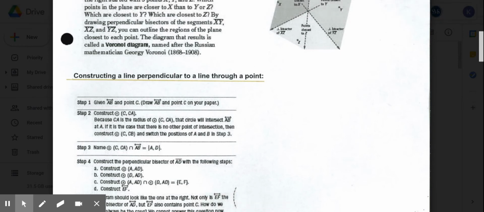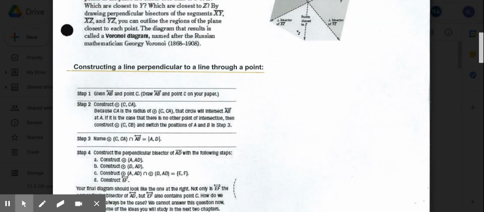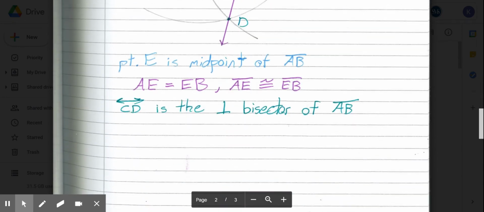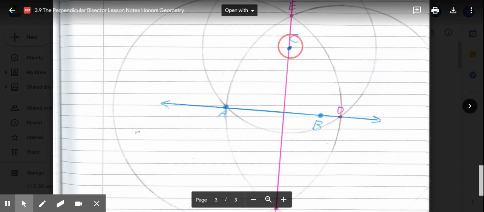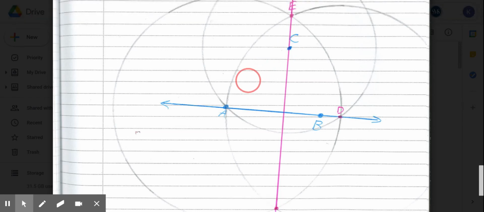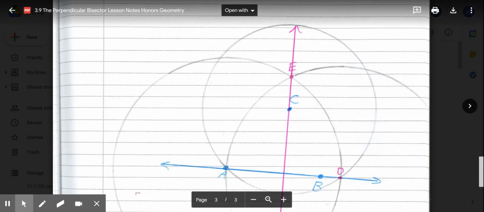So the steps in order to do that, the first step, if we go back up here, is given A, B, and C. So draw line AB and point C on your paper. Then you're constructing a circle with the center C and a radius CA. So what you would do is once you knew where C was, you would set your compass at C, open the measurement to A, and then you're going to draw that circle. So I end up with this top circle here.